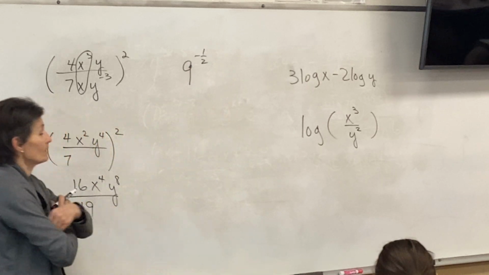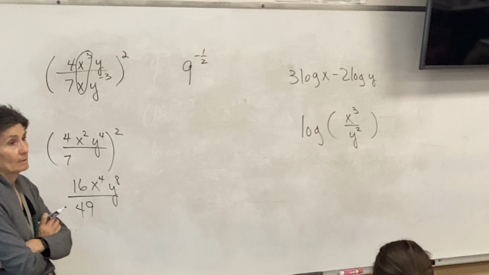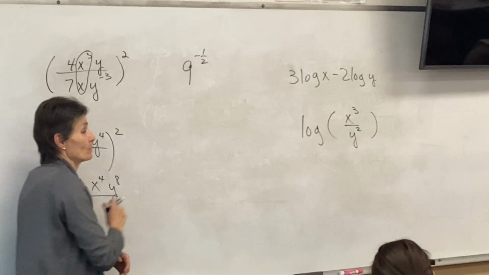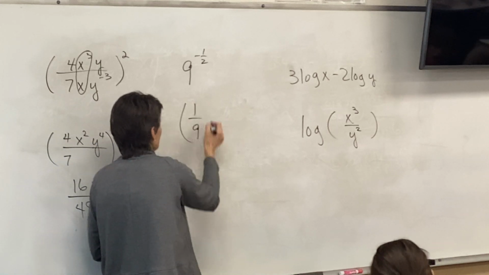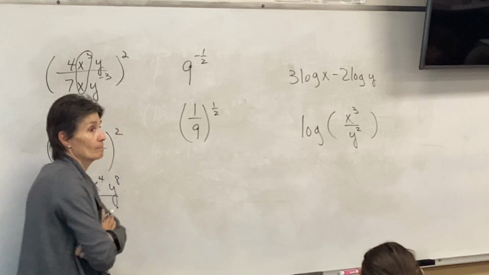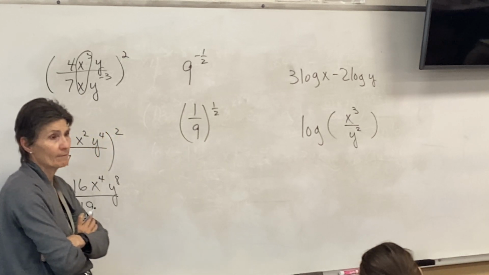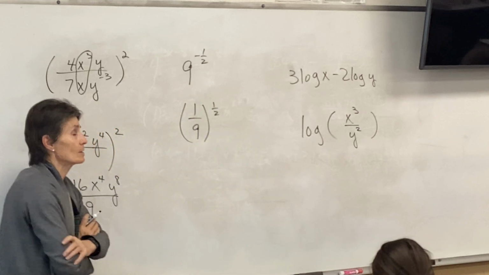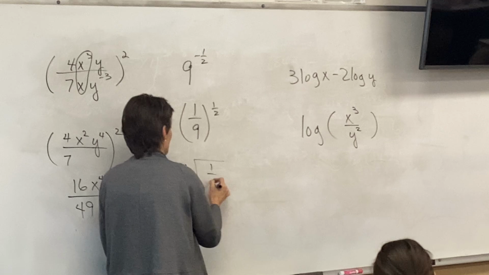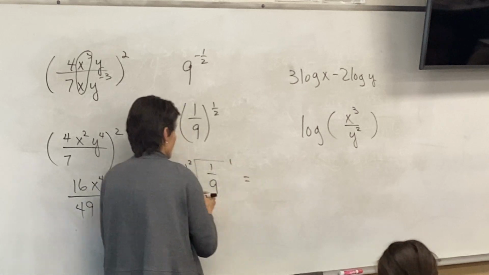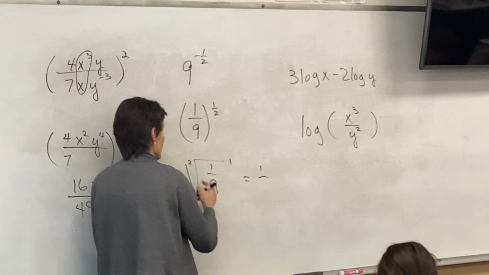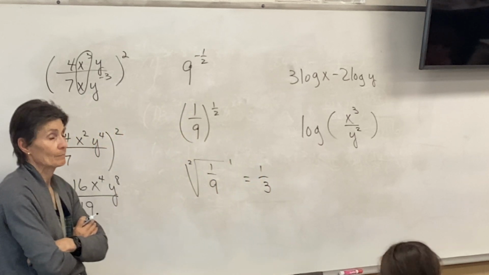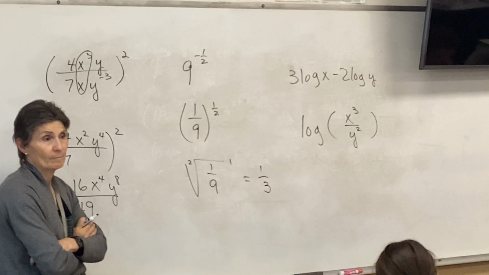Speaking of negative exponents, what are you gonna do with this guy? It's gonna be 1 over to start with, right? It's gonna be 1 over 9. Because of the negative, we always take care of the negative first. And then what does a 1/2 mean? Square root. Square root of 1 is 1. Square root of 9 is 3. Since it's in the first power, that's it. 1/3.